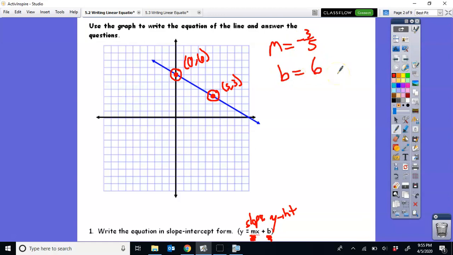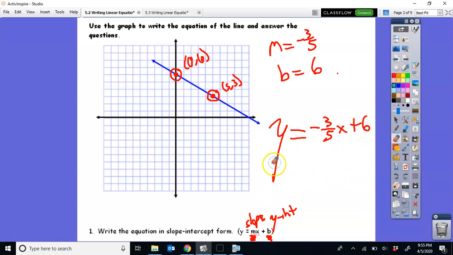You could also just look at the graph and find the slope by counting down 1, down 2, down 3, over 1, 2, 3, 4, 5: down 3, over 5. Negative 3/5 is my slope. So that's my m, and that's my b. So what would my equation be? y equals negative 3/5 x plus 6. y equals mx plus b: m is my slope, b is my y-intercept.